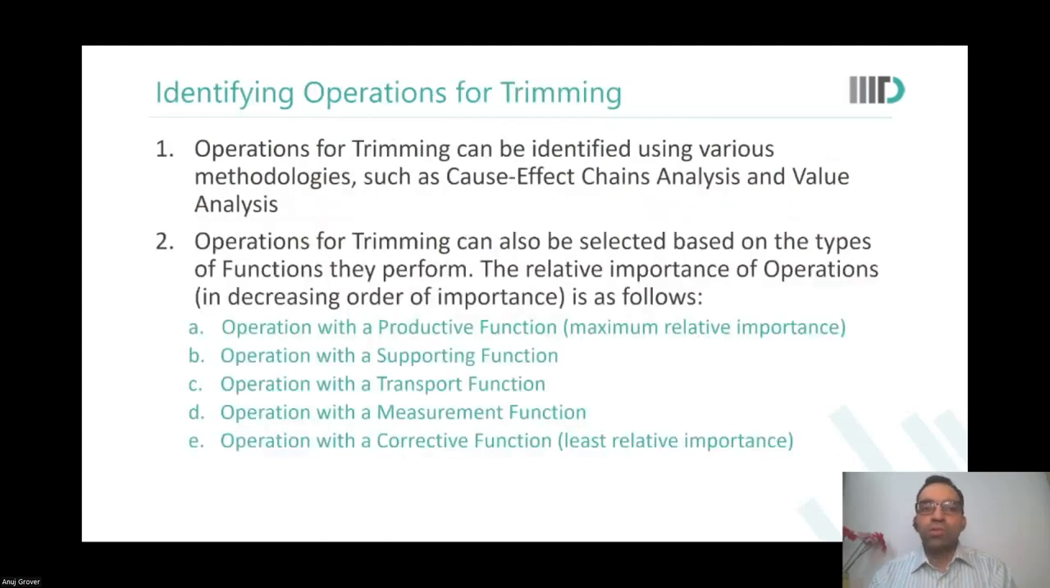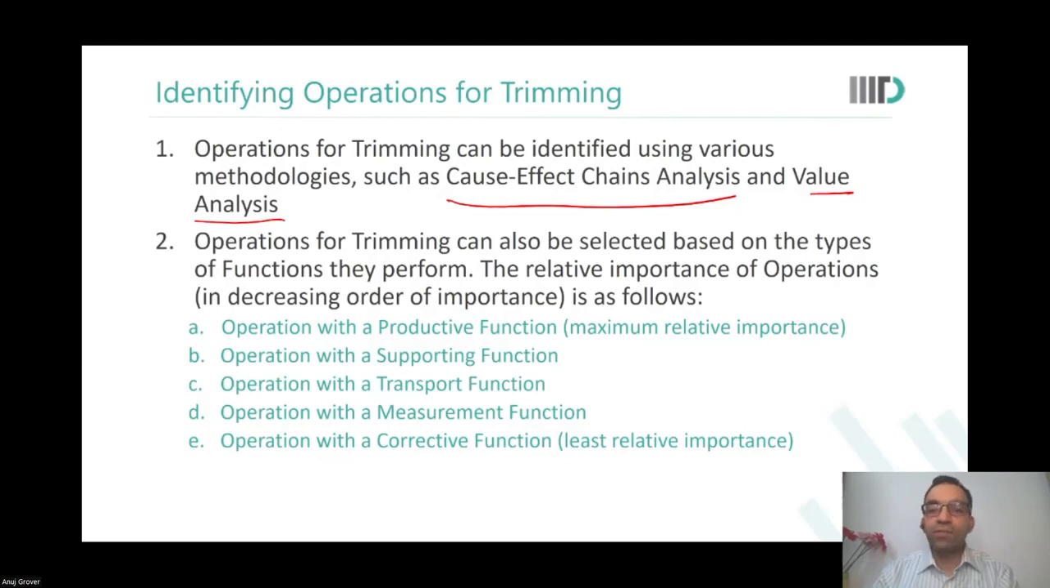So when you want to now remove such functions, you need to again follow a process. What you need to trim, or which operations can be trimmed, you can again do from what we call cause-effect chain analysis and value analysis. Operations for trimming can also be selected based on the types of functions that they perform.